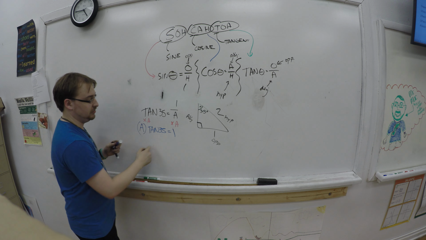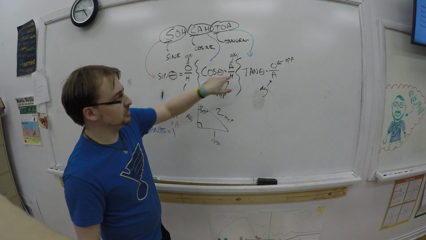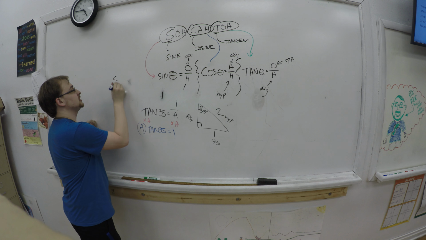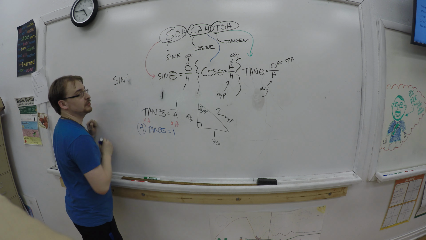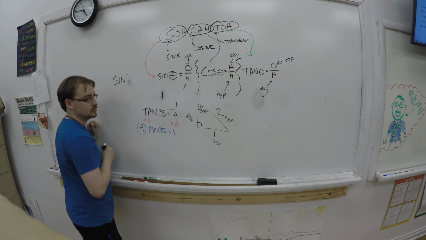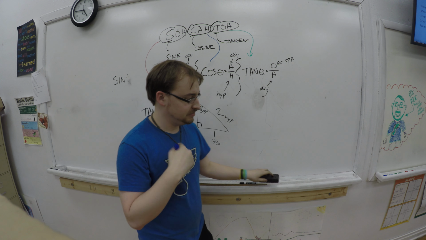How do we get A by itself? This is where things get weird. So sine, cosine, and tangent have an undo button. It's called the inverse. So instead of writing sine, you're going to write sine inverse. Cool. That's helpful. I'm jumping ahead. Pause, rewind.